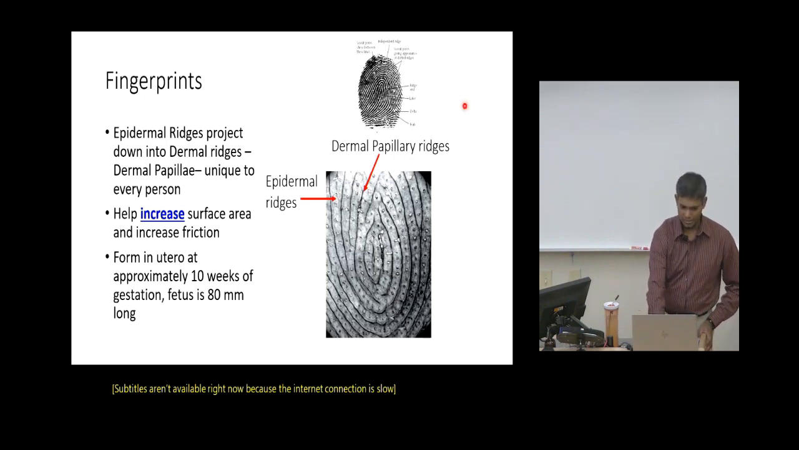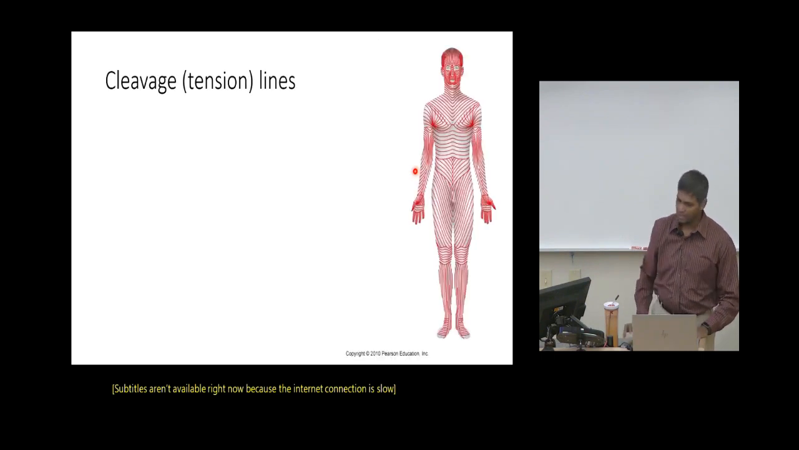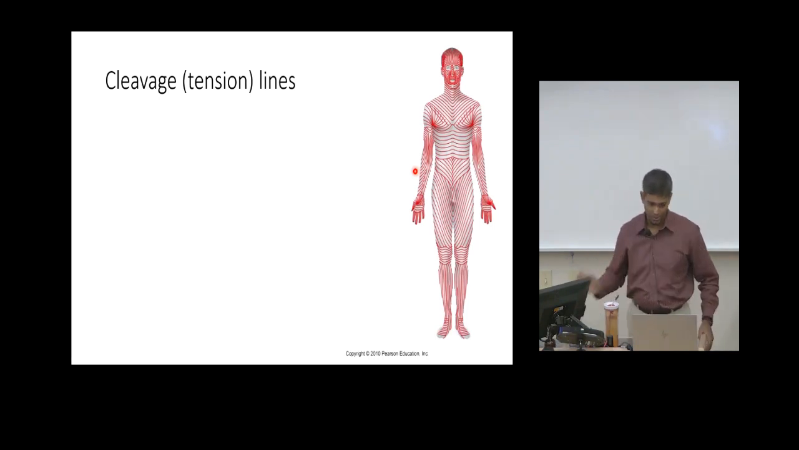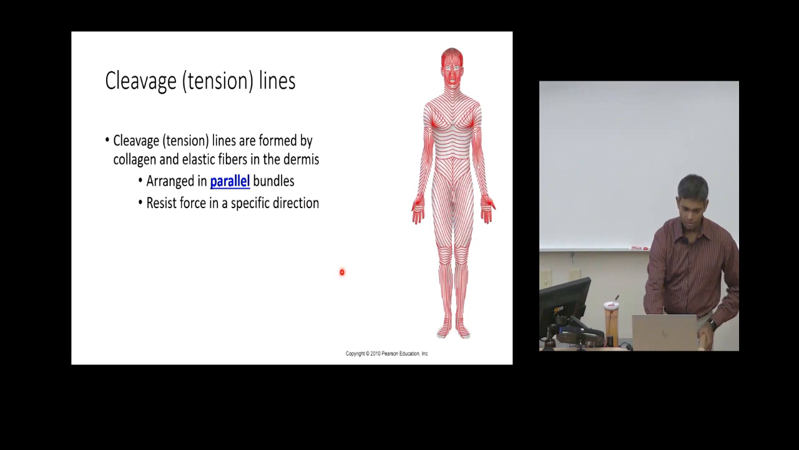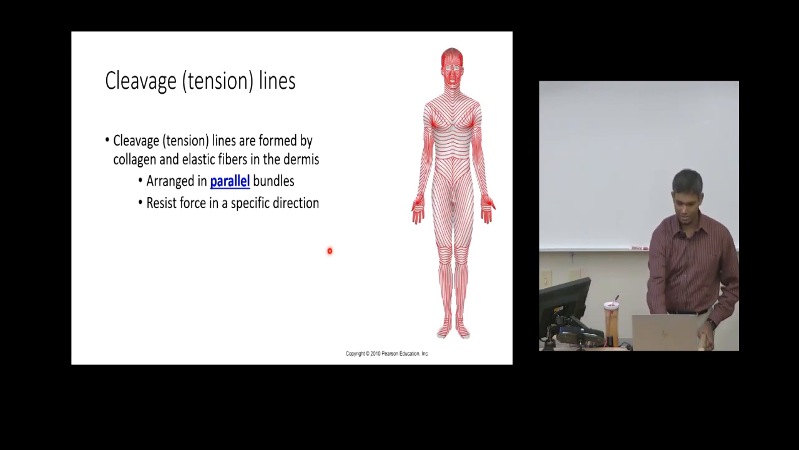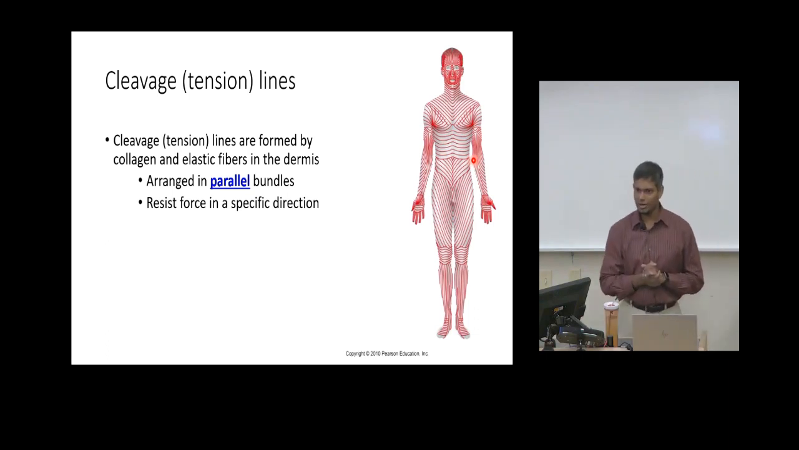So while we are discussing the fingerprints, I think a related concept is the cleavage or tension lines, which are seen throughout the skin all over the body. Notice that these lines are formed because the collagen and elastic fibers are arranged in a parallel fashion, but notice that this parallel fashion is going to vary in different parts of the body.